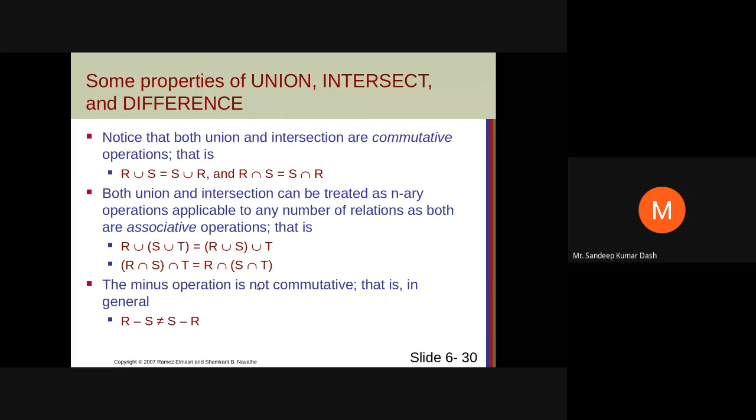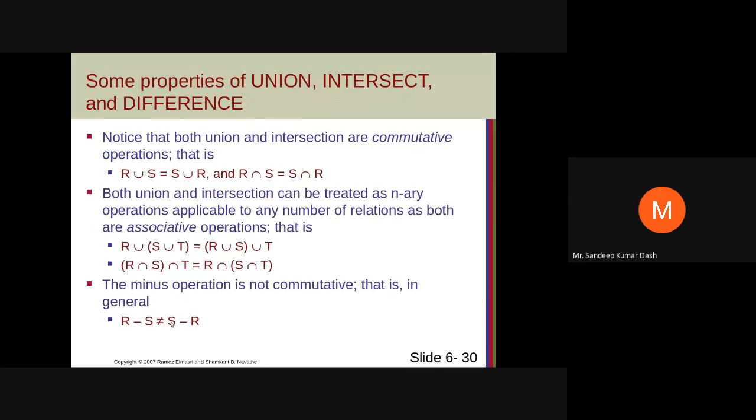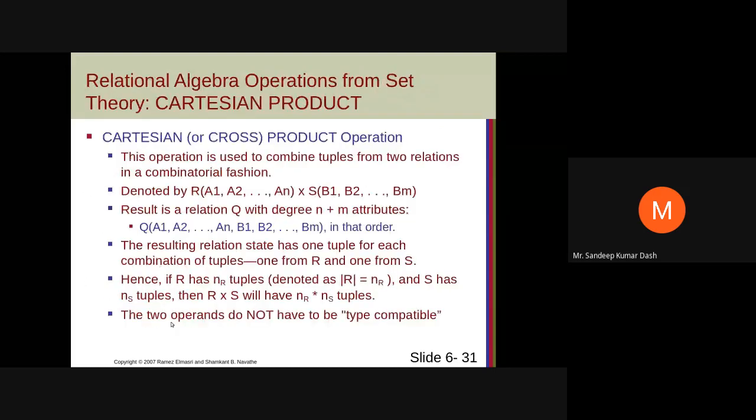But the minus operation is not commutative, because you see here you got two different results. This is R minus S, and this is S minus R. Here there are 5 rows, here there are 3 rows. This is not the same. But student union instructor will be the same as instructor union student, and student intersection instructor will be the same as instructor intersection student. But when it is set difference, the results are not the same.